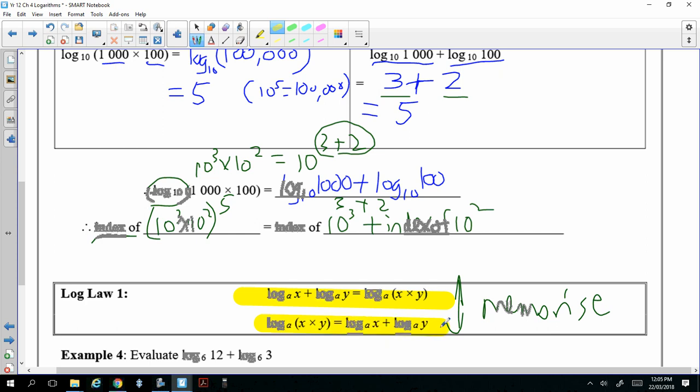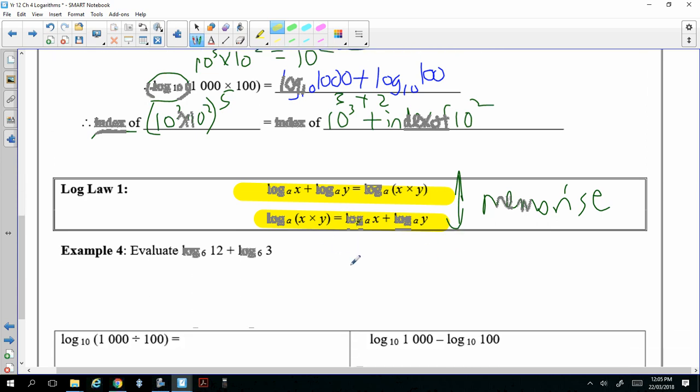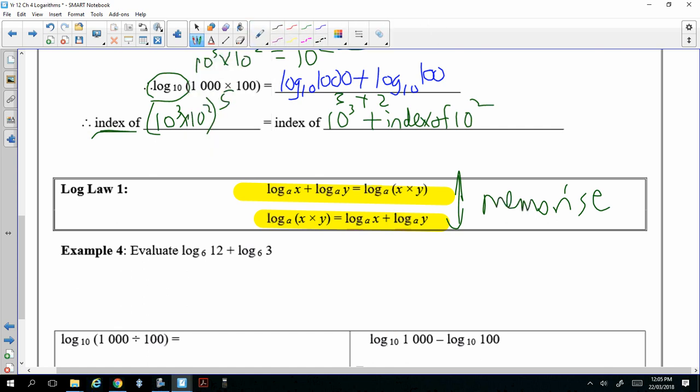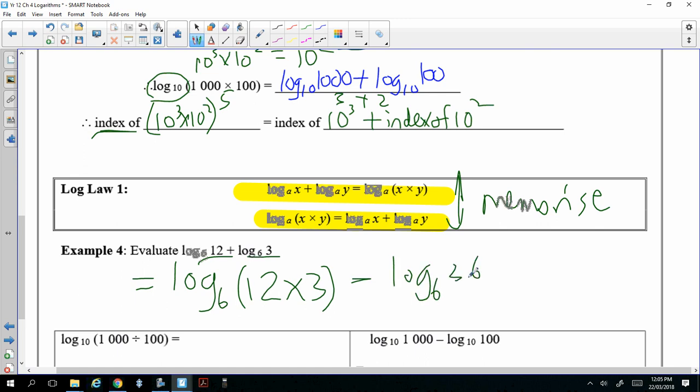Okay, now we're going to do more log laws, but before we do that, let's apply this log law to example 4. How does that work? Using log law 1, you can get log base 6. When you plus, what do we do? We times them together, 12 times 3, right? 12 times 3 is 36. Now, what's log base 6 of 36? 2, yeah. So I can't calculate these two, but when you combine them, it actually becomes an easy number to calculate.